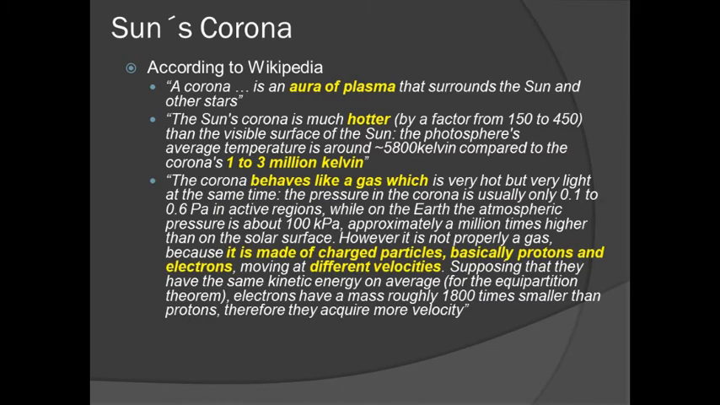The corona behaves like a gas which is very hot but very light at the same time. The pressure in the corona is usually only 0.1 to 0.6 Pascal in active regions, while on the Earth the atmospheric pressure is about 100 kilopascals, approximately a million times higher than on the solar surface. However, it is not properly a gas, because it is made of charged particles, basically protons and electrons, moving at different velocities. Supposing that they have the same kinetic energy on average, for the equipartition theorem, electrons have a mass roughly 1,800 times smaller than protons, therefore they acquire more velocity.